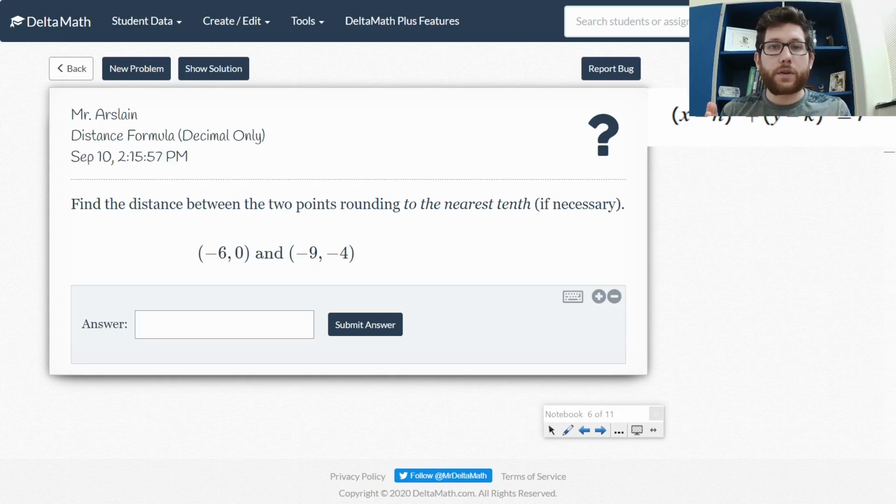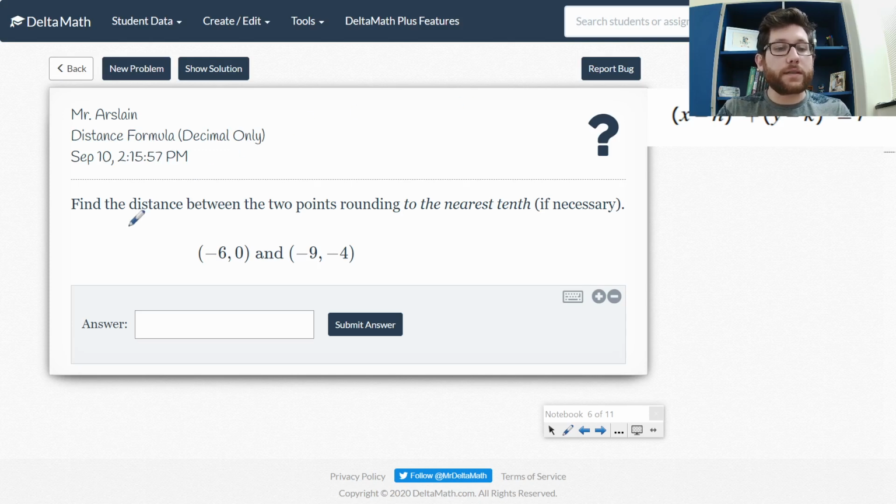So yesterday we looked at distance on a graph. We made our right triangle, we counted the sides, we did a squared, b squared, c squared. You are able to do that for any distance problem that you get. Now, unfortunately, not all distance problems end up on a graph. You don't always get the problem on a graph.